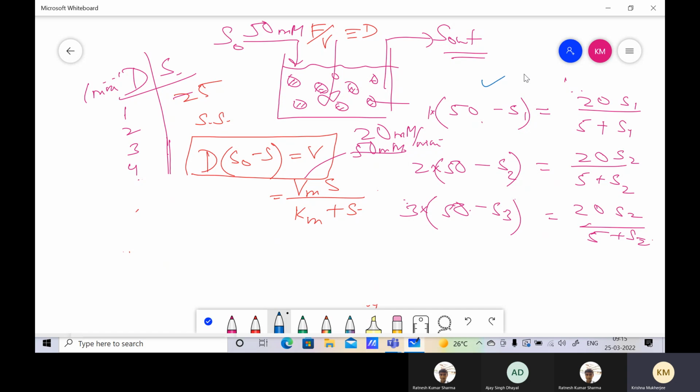What is the solution? So (15 minus S1) into (5 plus S1) is equal to 20 S1. That is one way to do it. So what is S1? Can you please solve it for me?